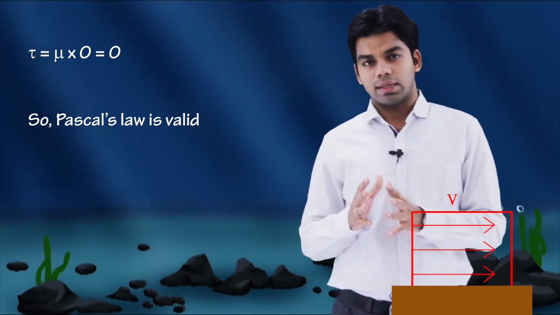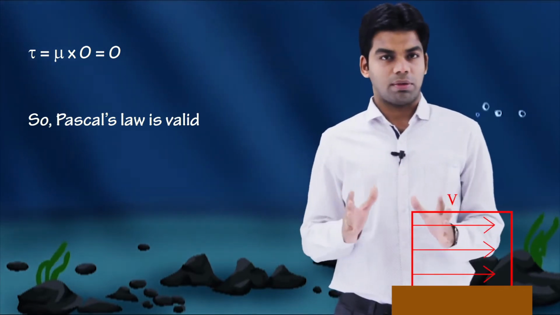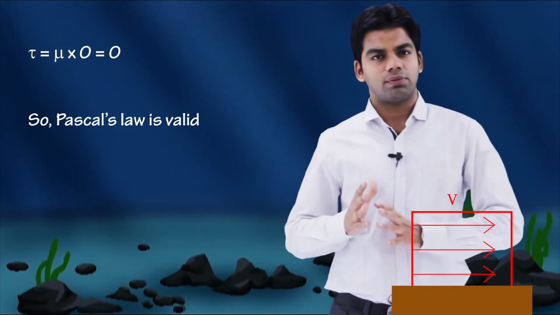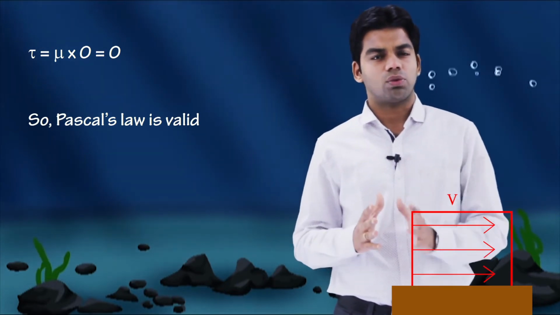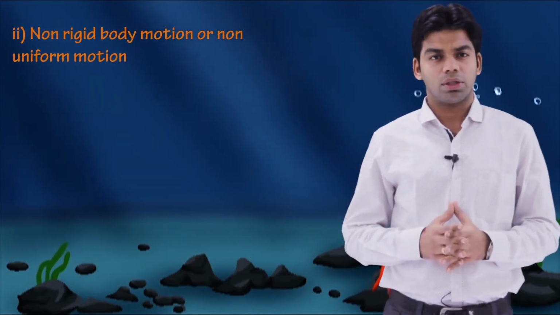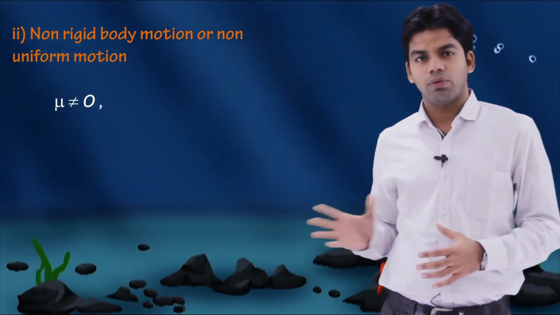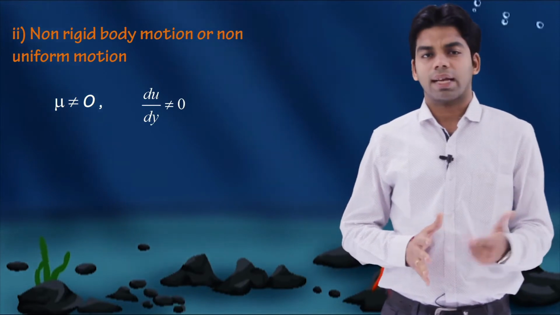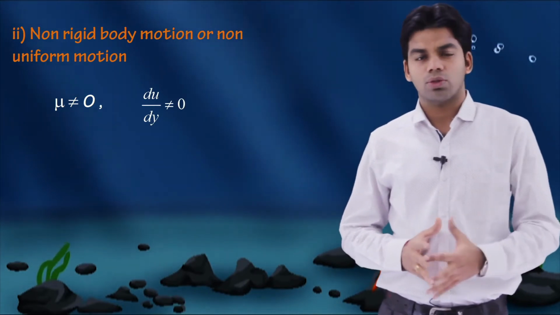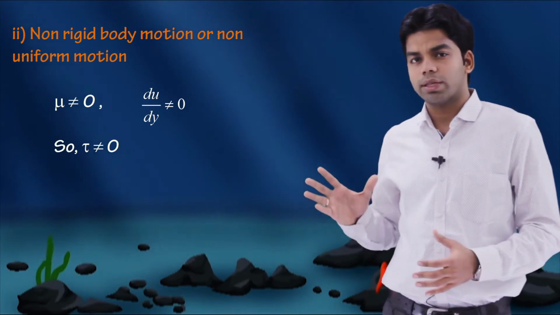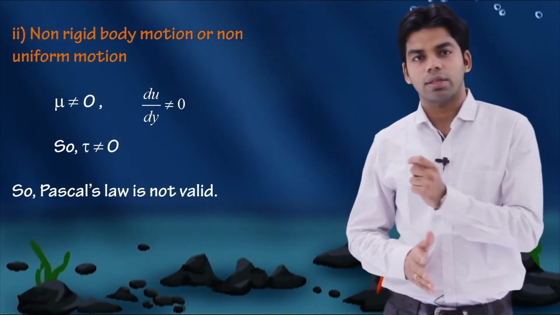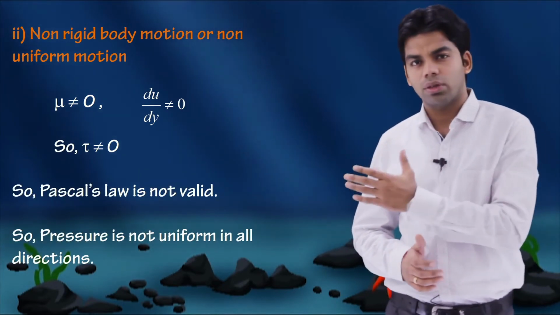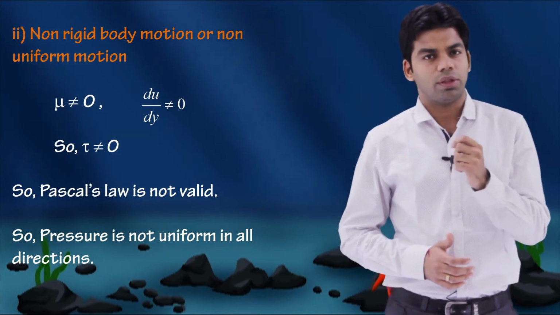But in actual case this rigid body motion is not possible, because in actual case obviously the fluid velocity will change throughout the depth. So considering the next case, which is non-rigid body motion or non-uniform motion of a real fluid. Now since this is a non-uniform motion, that means du by dy is not equal to 0. Second thing, this is a real fluid, therefore mu is also not equal to 0, and hence tau is not equal to 0 and Pascal's law is not valid. So this is the only case in which Pascal's law will not be valid.